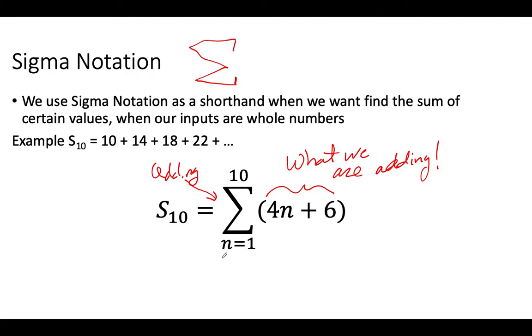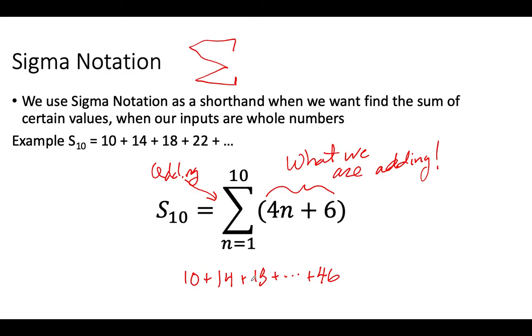So what this is going to tell us, and I'll explain a little bit more in the next slide, is our start. So I'm going to plug in a 1 for n, and I get 10. Plus, then I plug in a 2 for n, and I get 14. Then I plug in a 3, and I get 18. And I'm going to continue to do this until I get to this top number. So when I plug in the 10, I get my 46.